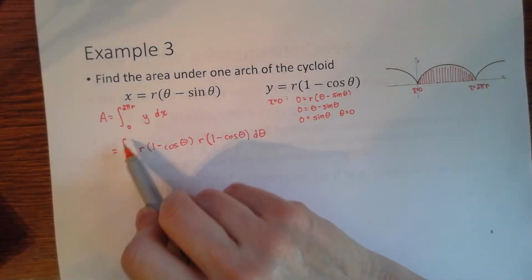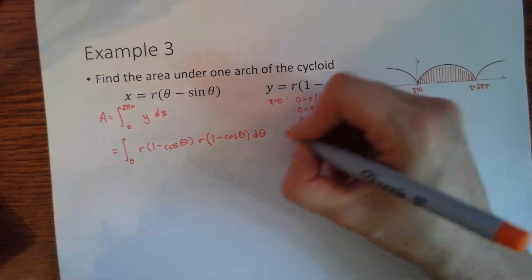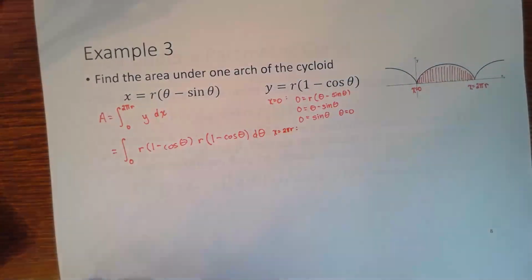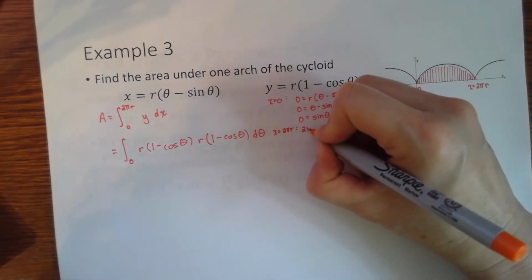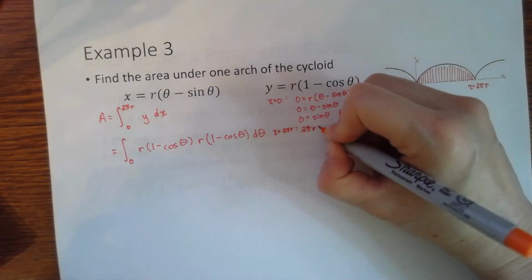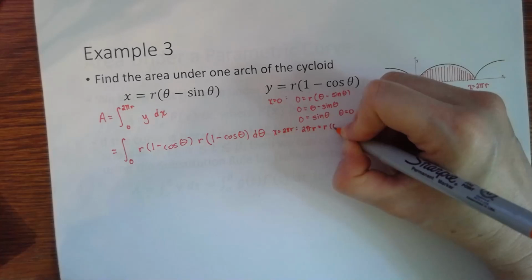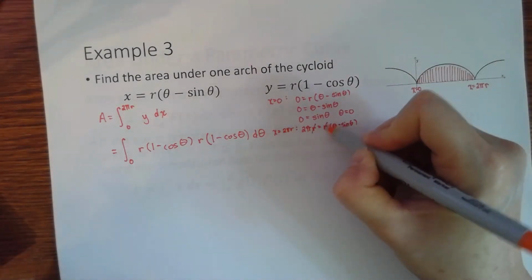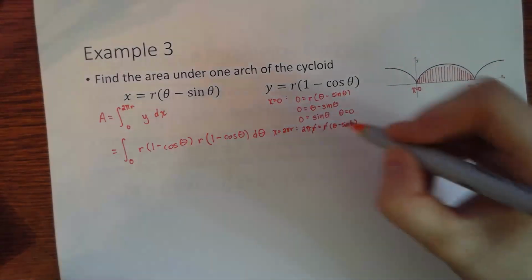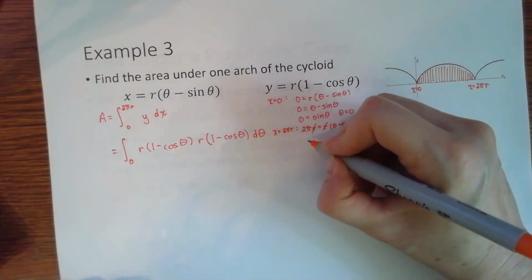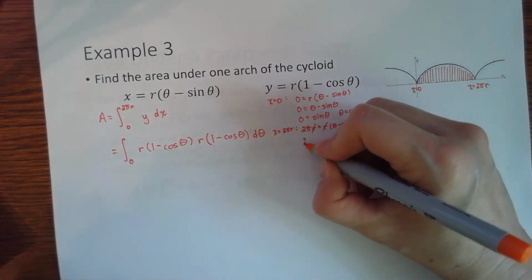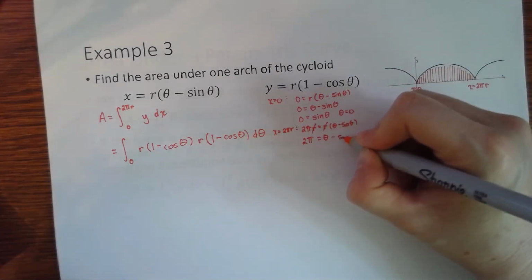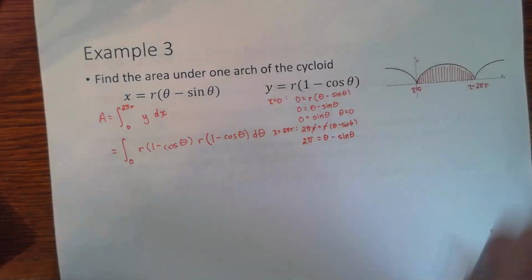And then for our upper bound, when x is 2 pi r, we need 2 pi r equals r times theta minus sine theta. So divide both sides by r, and we have 2 pi equals theta minus sine of theta.